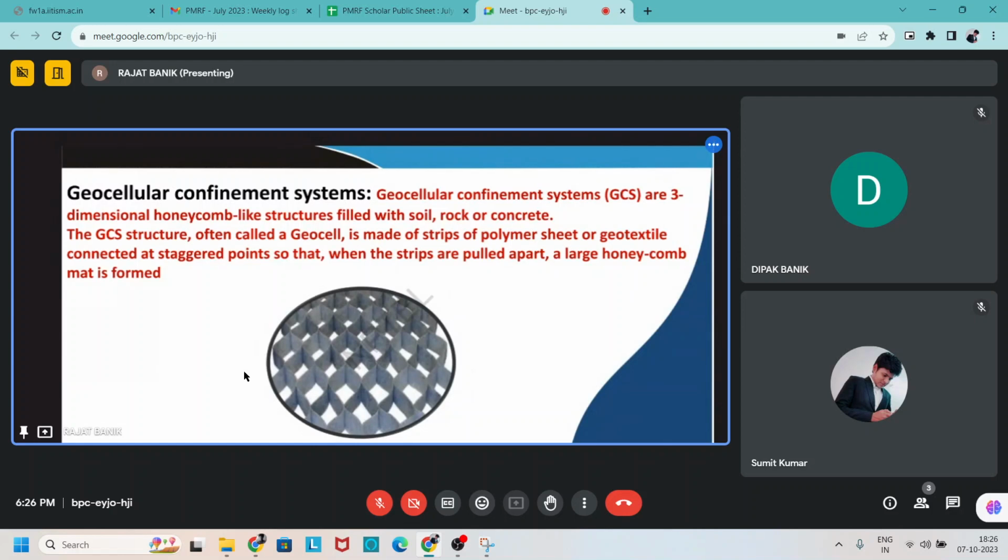and we form a geocell type of structure. In between these cells, we fill them with soil, rock, or concrete. And this acts as a whole, like a solid material, and gives very good strength that way.